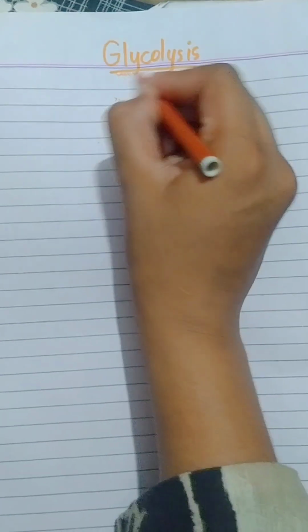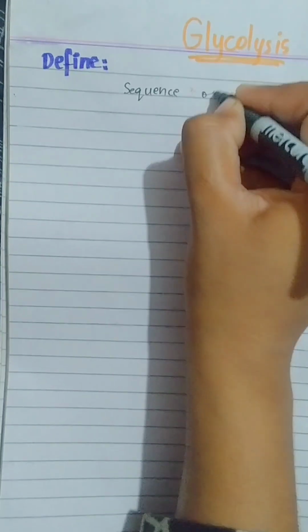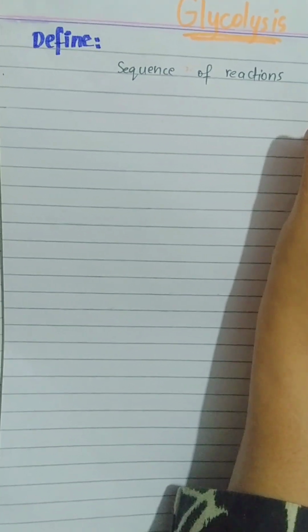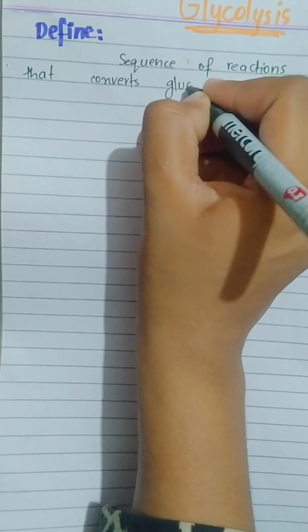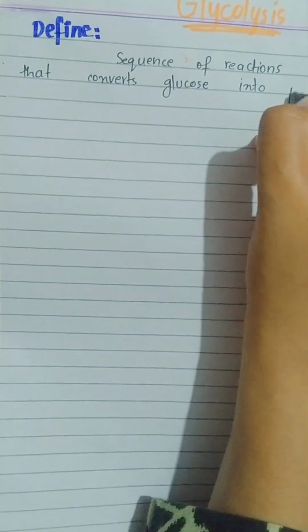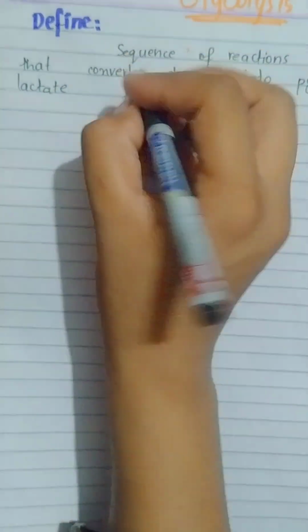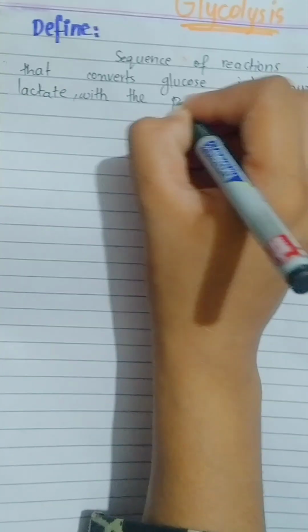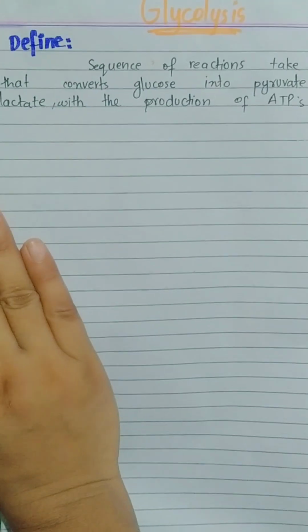Today we are going to discuss glycolysis. Definition of glycolysis: a sequence of reactions that take place that converts glucose into pyruvate and lactate with the production of ATPs. This is the definition of glycolysis.